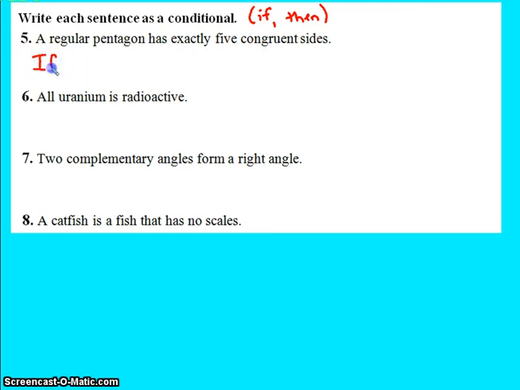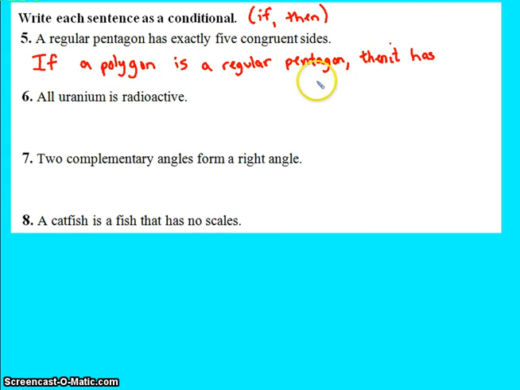And our hypothesis is, if a polygon is a regular pentagon, I should say, then it has exactly 5 congruent sides. If a polygon is a regular pentagon, then it has exactly 5 congruent sides. You may not have gotten the polygon part right, but we'll work on that as we get farther in geometry. We'll understand the vocabulary a little better. Now hit pause and you try 6, 7, and 8.